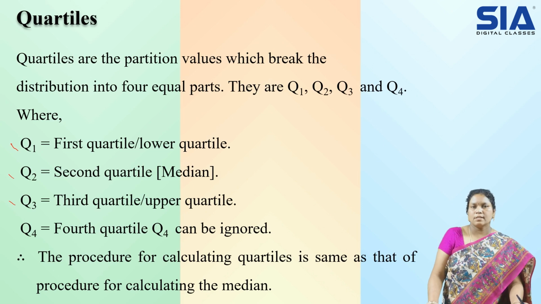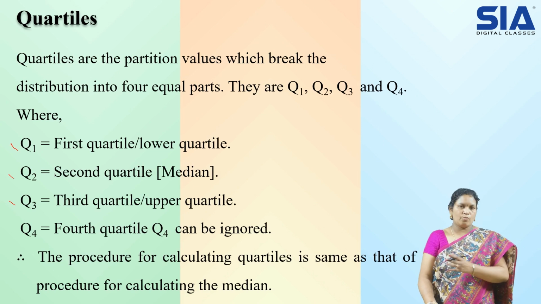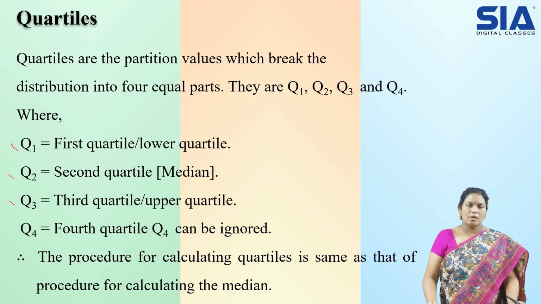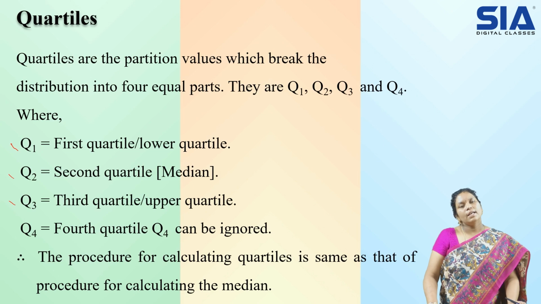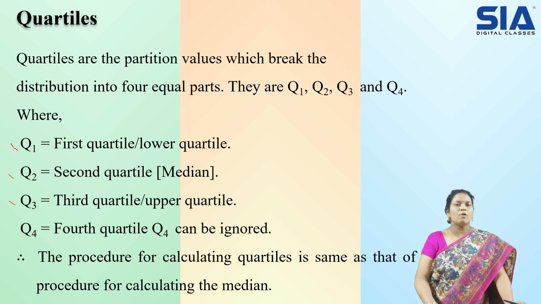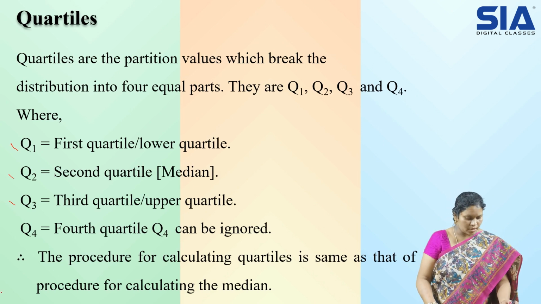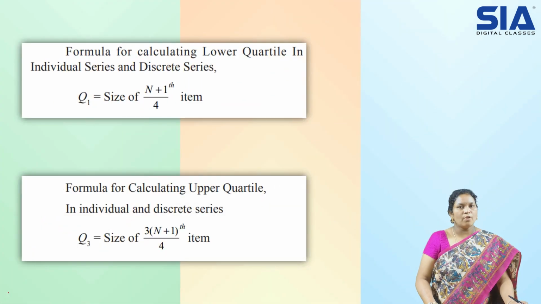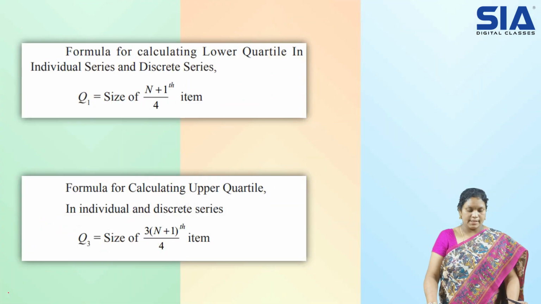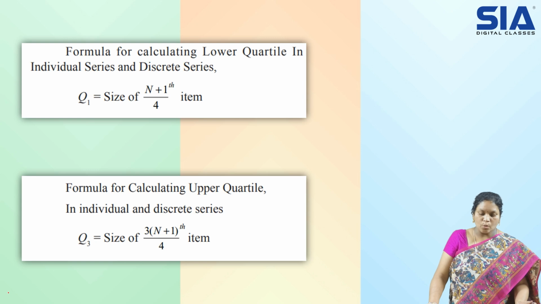Generally, quartiles mean we divide the data into four parts wherever we require averages, where it is easier to deal with four parts of data. Then we go for quartile deviation or quartiles. So here, for discrete and individual data, let us check out the formulas, how to deal with quartiles. The formula for calculating the lower quartile for individual series and discrete series.